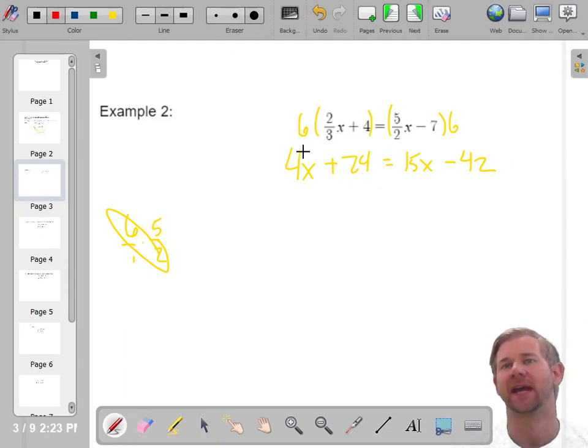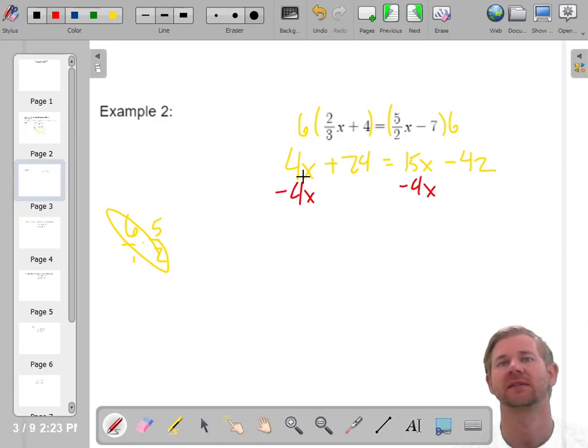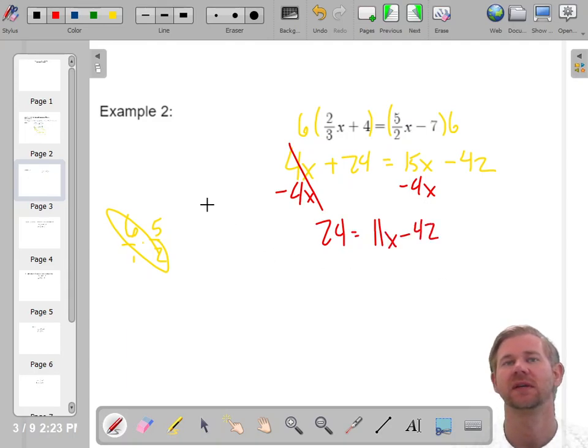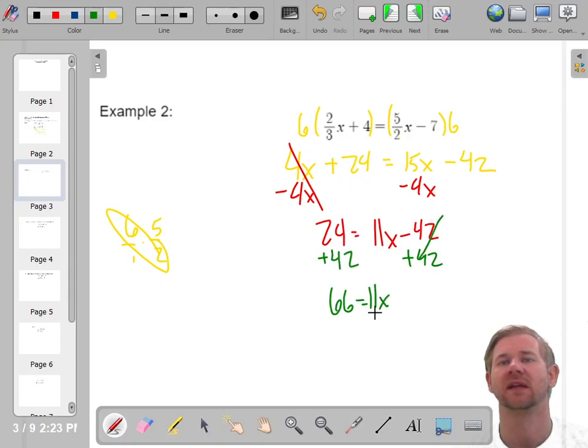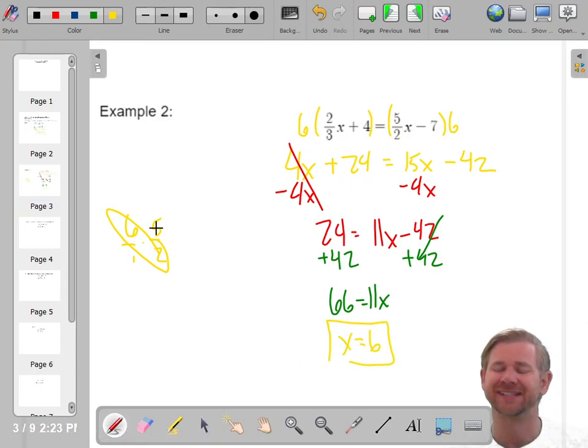Now, I will get all my x's on one side. So I'll subtract 4x minus 4x. 24 equals 11x minus 42. Now it's a two-step equation. Add 42. 66 is 11x. So when you divide both sides by 11, you get x equals 6. Okay, those are just linear equations.